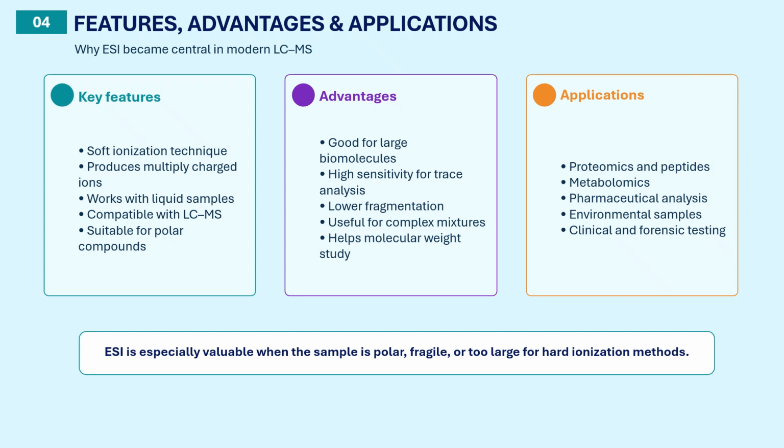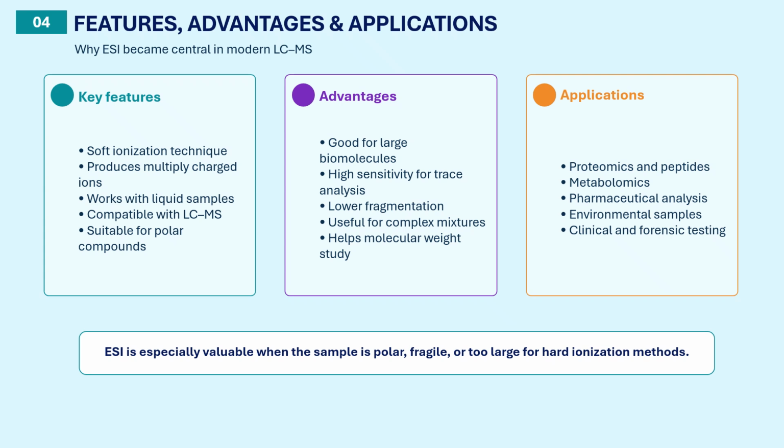Now let's discuss the applications of ESI. ESI is widely used in proteomics and peptide analysis. It helps scientists study proteins, peptides, and their structures. It is also used in metabolomics, where small molecules and metabolites in biological samples are analyzed.